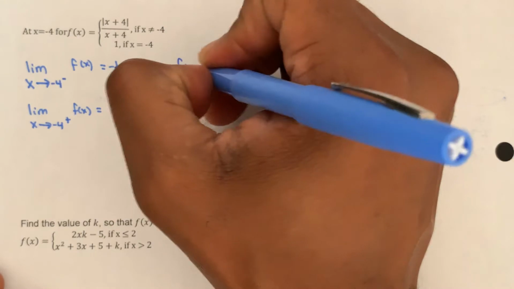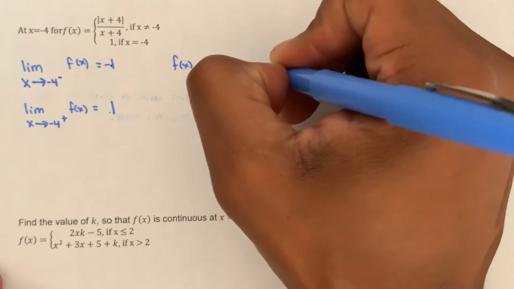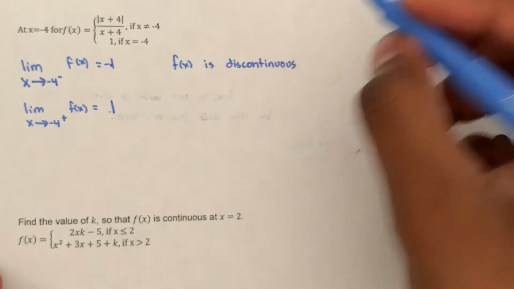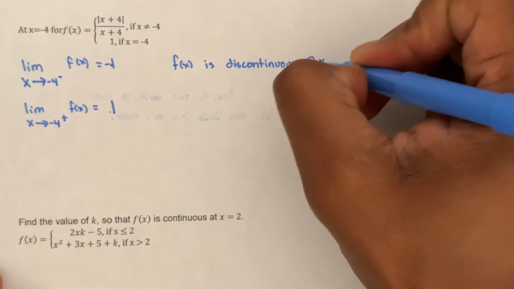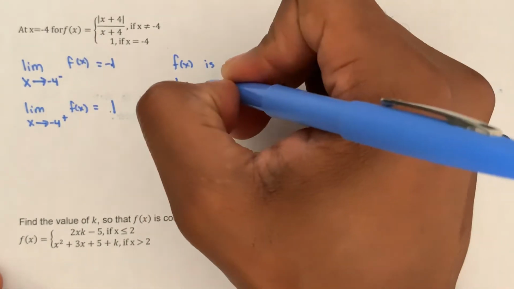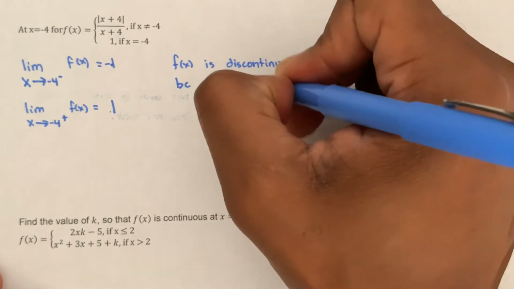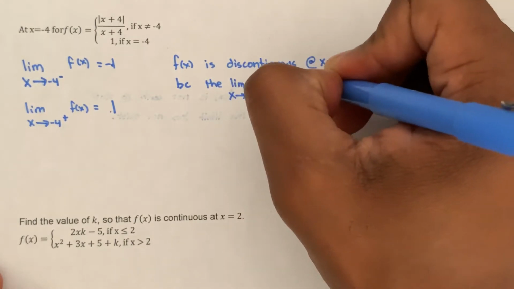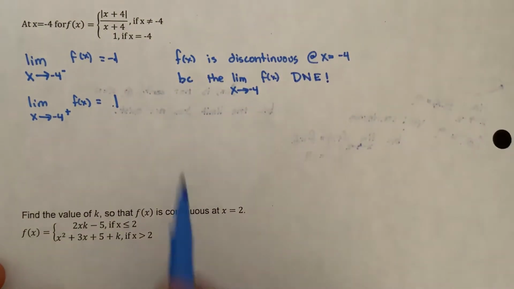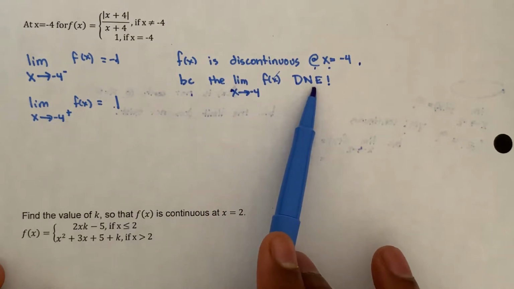So we're going to introduce a new word, discontinuous, instead of not continuous. So f of x is discontinuous at x equals -4 because the limit as x approaches -4 does not exist. That's it.